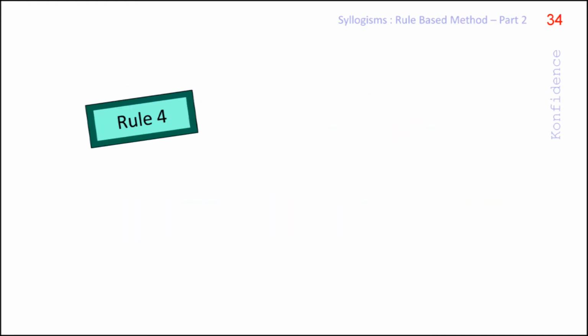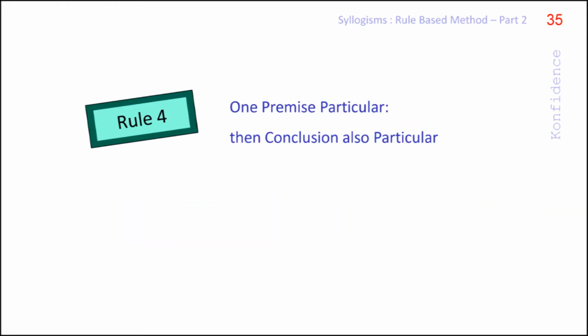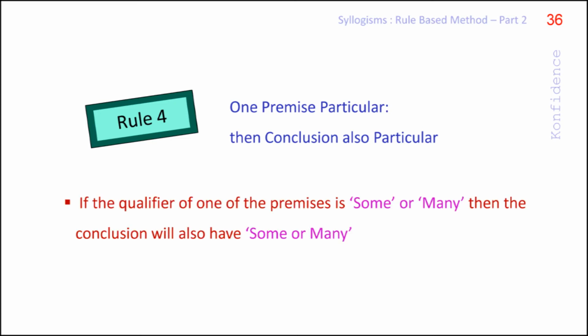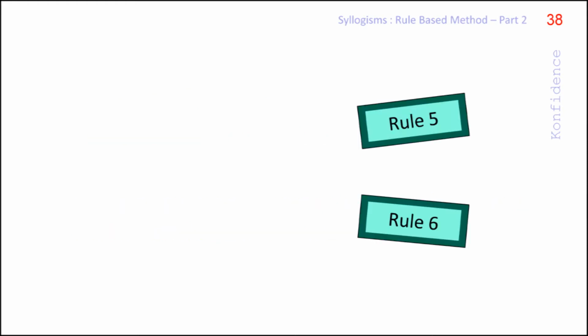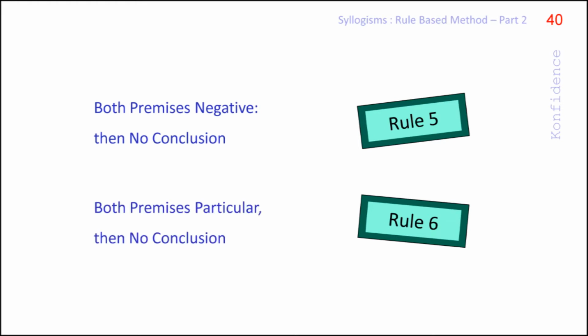Rule 4. If one premise is particular, then the conclusion should also be particular. That is, if the qualifier of one of the premises is some or many, then the conclusion will also have some or many. Rules 5 and 6. If both the premises are negative, then there cannot be a valid conclusion. If both the premises are particular, then there cannot be a valid conclusion.